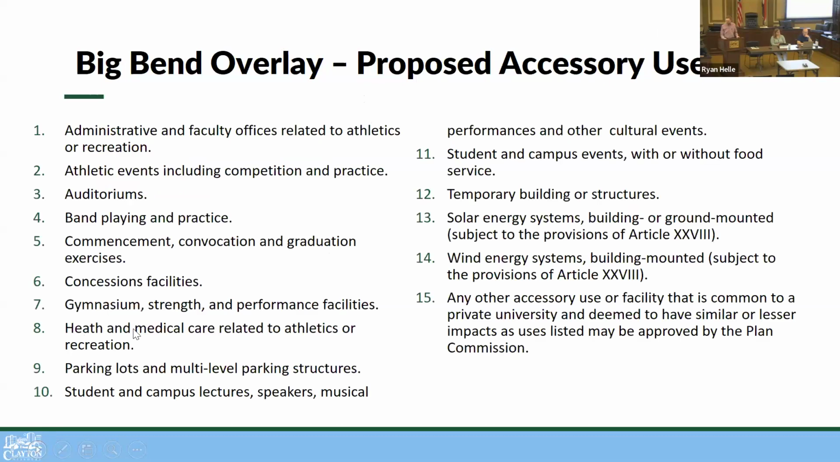To support those primary uses, we have a number of accessory uses, and this is where we really want feedback from the public as to what types of accessory uses may be acceptable or unacceptable or what causes concern. There's a list of 15 items here, and you can see we have offices related to the athletics or recreation on the site, athletic events, including competition and practice, auditoriums, band playing and practice, commencement, concession facilities, gymnasiums, health and medical care, again, related to athletics, parking lots. You're going to need parking on the site, so we capture that here.